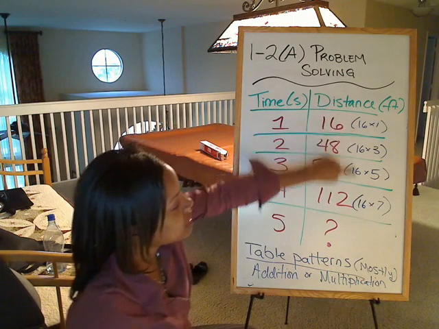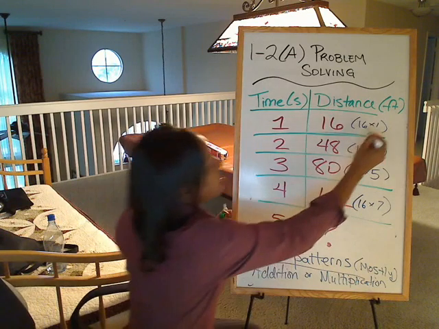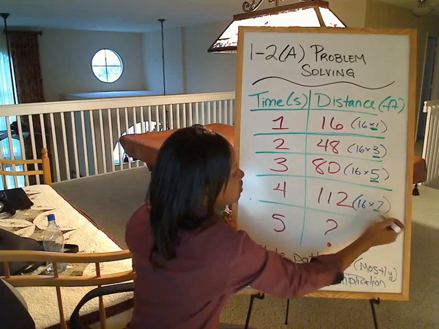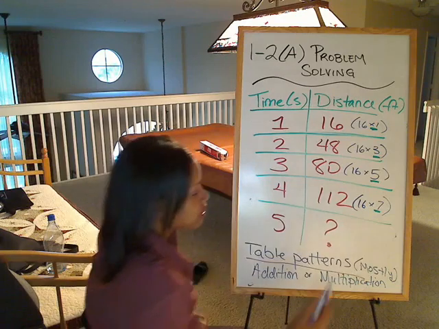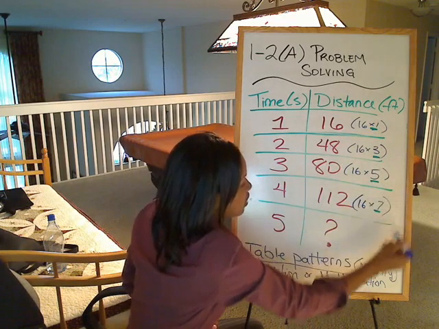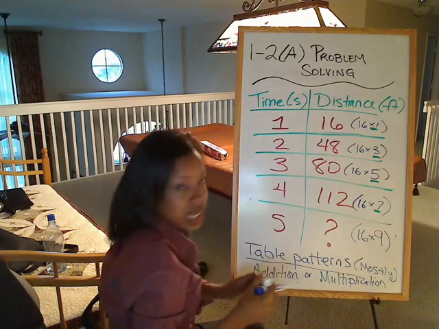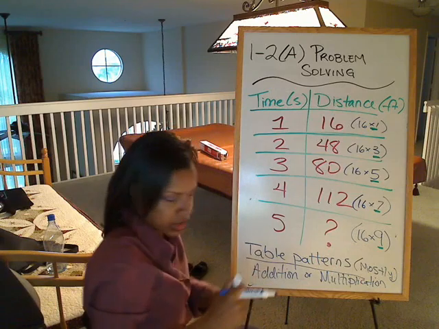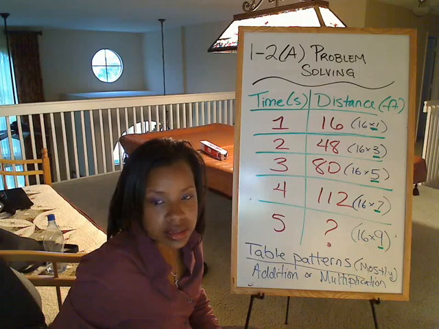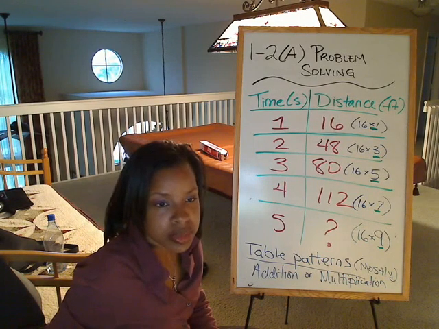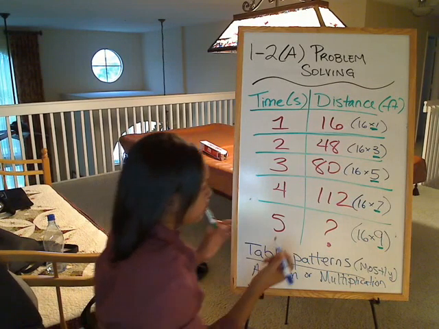So look at this pattern. It's the 16 times tables, but they're only multiplying by odd numbers. 1, 3, 5, 7. They skip the even numbers like 2, 4, 6, 8. So what would be the next one that they're multiplying by? 1, 3, 5, 7, 9. That would be the next one. So 16 times 9 gives us what? Let's see. 16 times 9 equals 144.